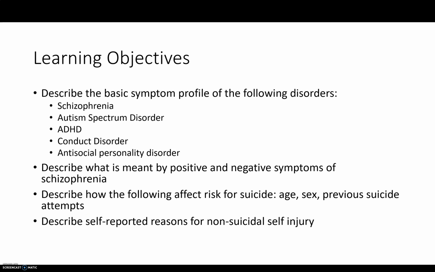Okay, this is the final installment on psychological disorders. These are the learning objectives for this section: describing just the basic symptom profile of those disorders listed there, and then a few more specifics describing what is meant by positive and negative symptoms of schizophrenia, and then talking about suicide, describe how the following factors, age, the sex of the individual, and previous suicide attempts affect risk. And then reasons for NSSI, non-suicidal self-injury.